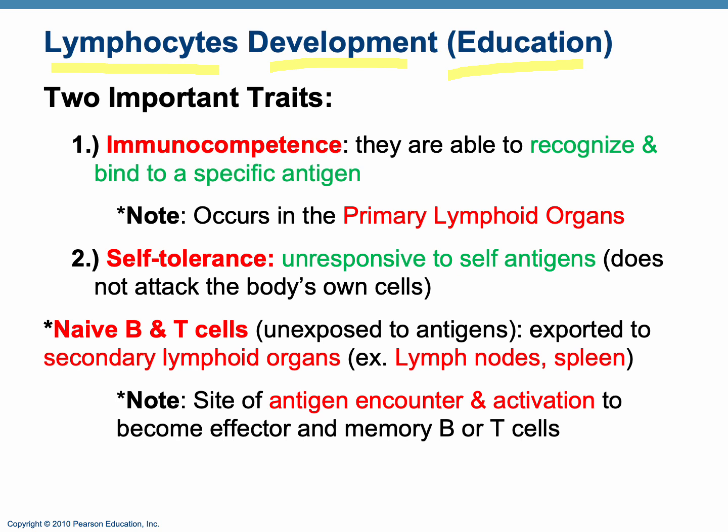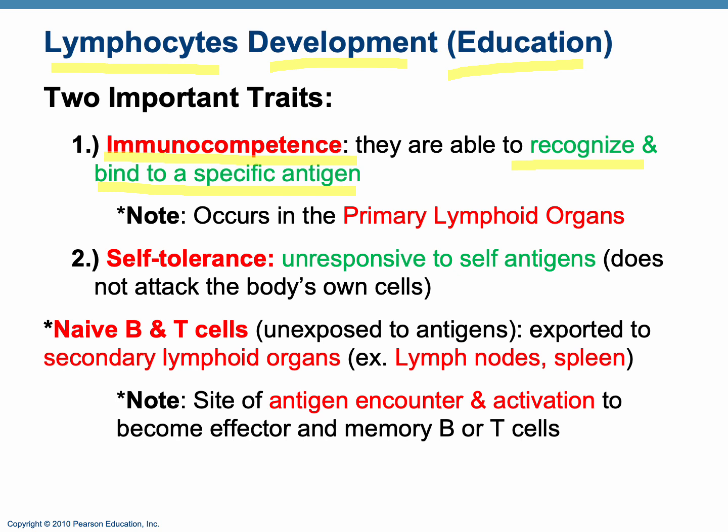The first trait to be familiar with, number one, is immunocompetence. This is the idea that these lymphocytes can recognize and bind to a particular type of antigen. They're able to recognize and bind to a virus, a bacterium, a parasite, or whatever it might be. So immunocompetence is a very important trait: the idea that these lymphocytes become competent. They can do their particular job in your body.